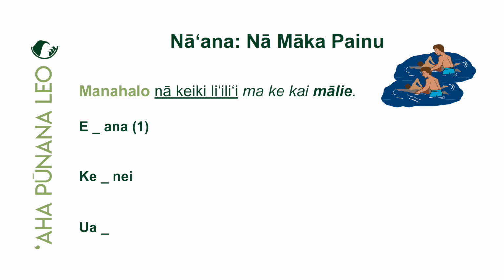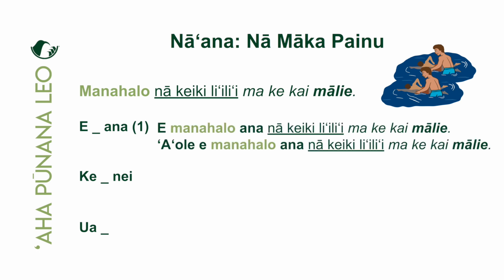But as you can see below, we have the three different maka painu. And then the maka painu will tell us when this action is taking place, okay? So here we go. First one, e ana, e ana ekahi. More specifically, this is the e ana pattern number 1. And the pattern says, e manahalo ana, who? Na keiki. What kind of keiki? Na keiki li'i li'i. Where? Ma ke kai. What kind of kai? Ke kai malie.